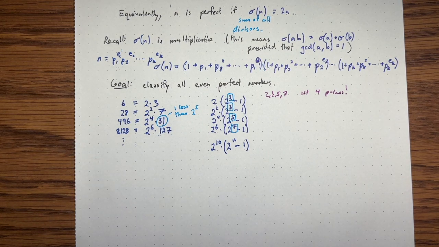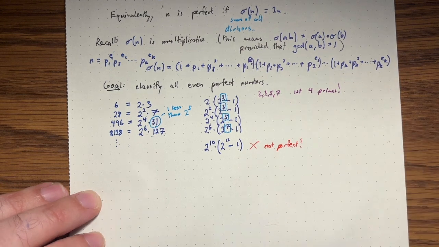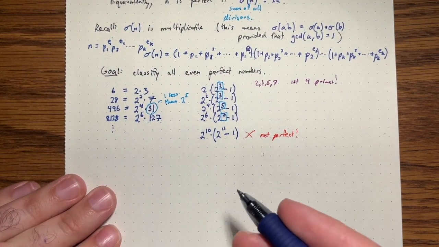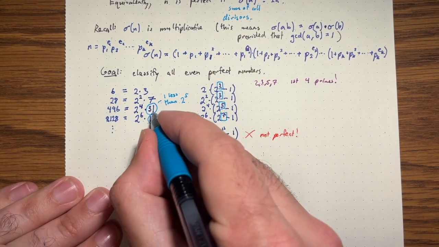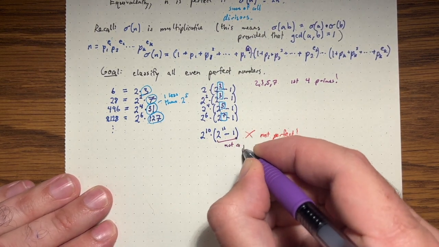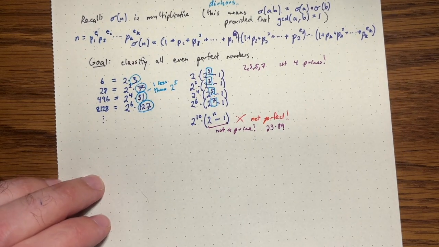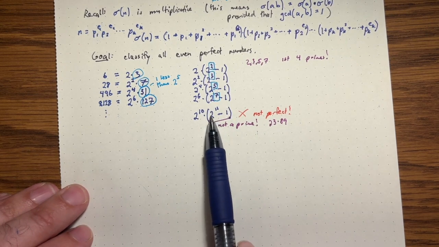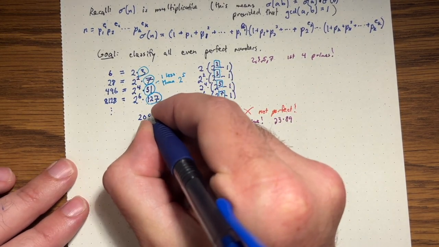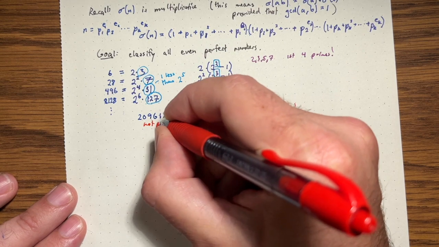And it turns out I would be wrong. So this is actually not perfect. So what's going wrong here? That seemed like a very nice pattern. Well, the problem is, you see how we're always getting a prime here? It turns out that this number here is not a prime. It's actually 23 times 89. So essentially, that will give us too many factors. If you calculate the sum of all the proper divisors, it's actually larger than the number itself. This number, by the way, is 2,096,128. This is not perfect. Let's make sure I note that. So, not perfect.